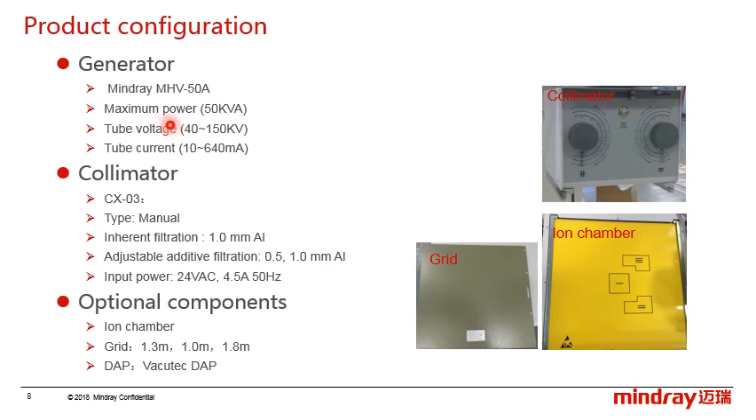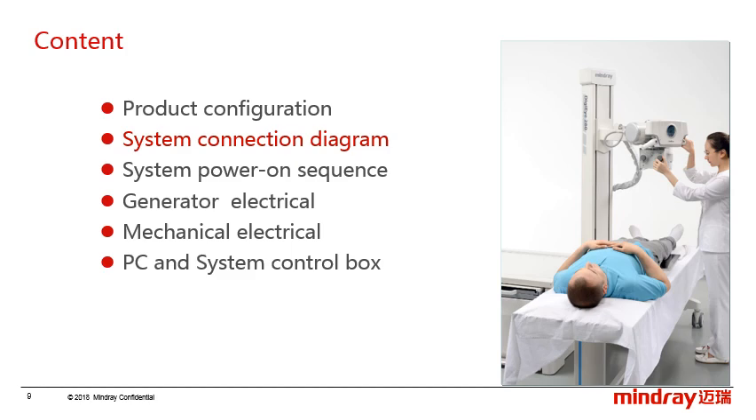And next, except the tubes and the detectors, the generator's type is MHV50A, a 50 kilowatt generator, and the collimator is CS03, which is a full manual collimator. And besides, a Siemens ionization chamber, grid, and DAP also. And okay, the next part is about the system connection diagram.